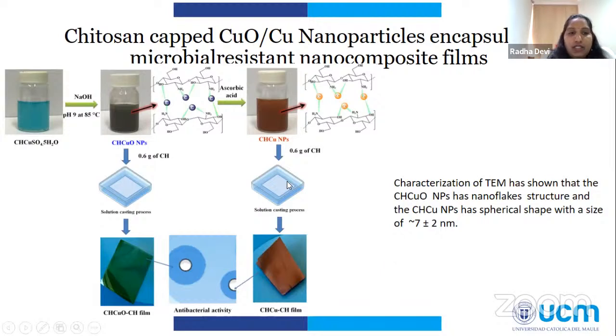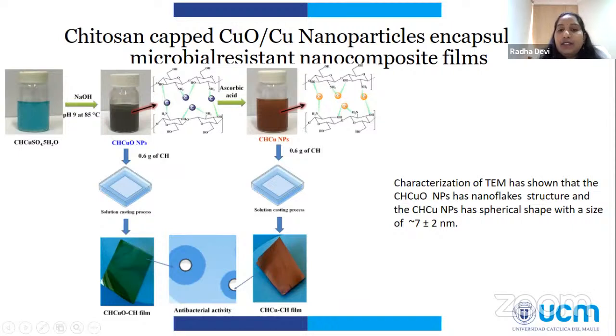Like here in the image, you can see we made the 2 films. One is with the copper oxide, using chitosan as a base for the matrix for the preparation of the chitosan film. And also here we use the chitosan as a matrix for the preparation of a film. And these films were used for the antimicrobial study.